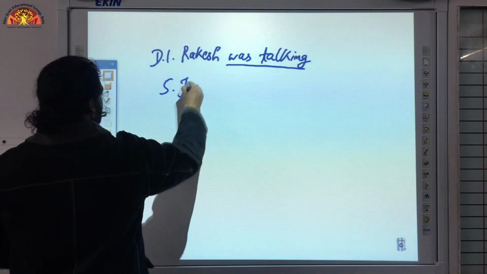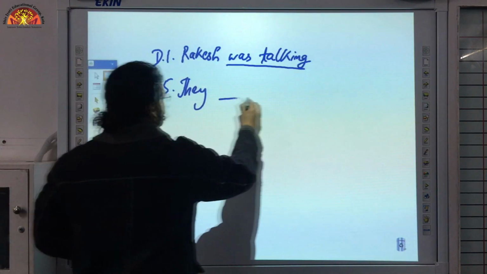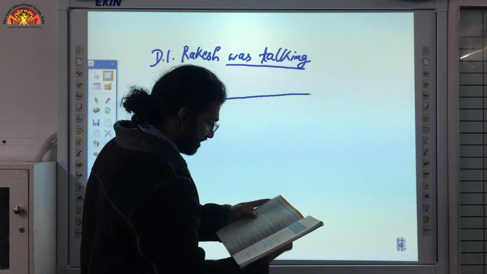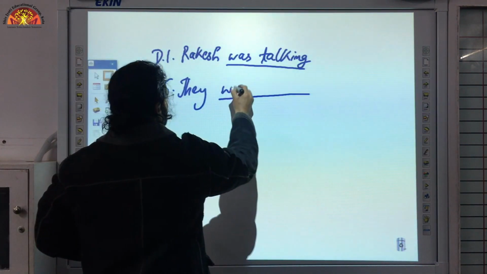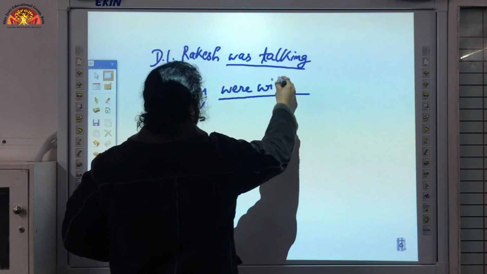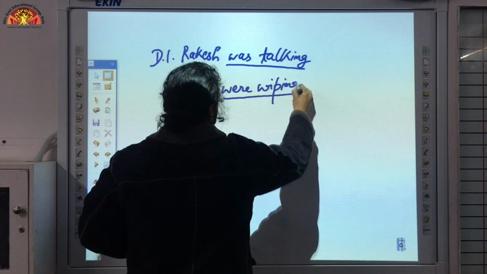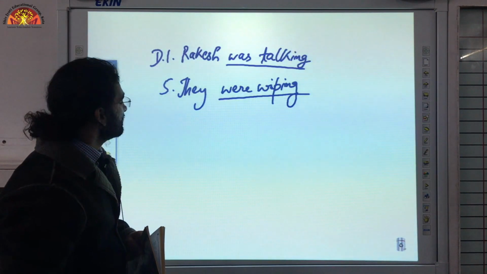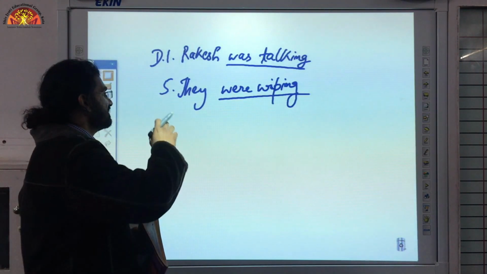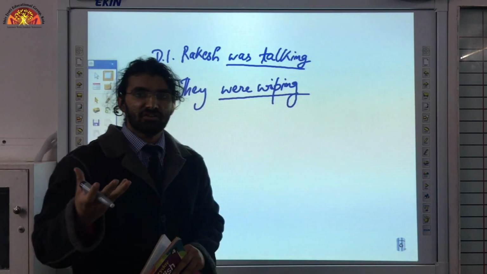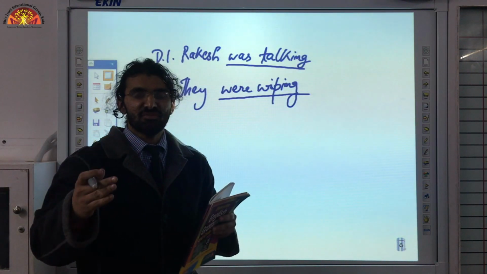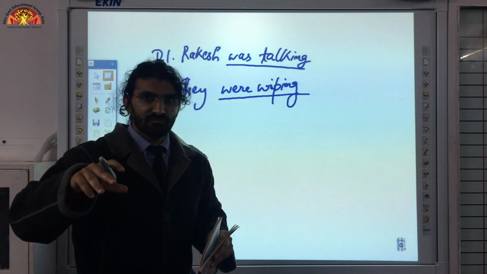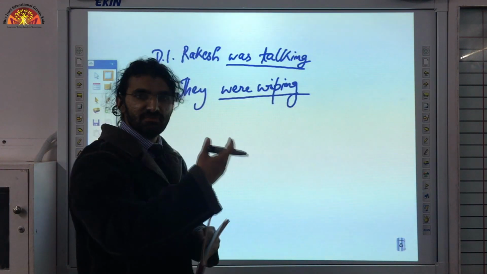Fifth one, they dash wiped the blackboard when the teacher came in. They were wiping. Have you done this in your class yourselves? You must have. They were wiping the blackboard. Now imagine, instead of this they, we had we here. What would we do? We would do the same, because we is also plural. We were wiping. But if we had he here, it will be he was wiping, she was wiping.